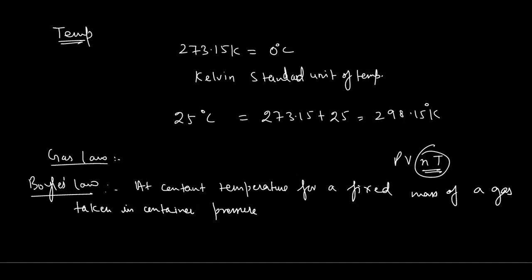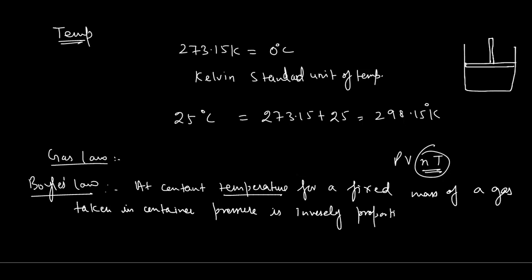Inversely proportional. If we apply pressure here on the piston, let's suppose, then the more the pressure, the lesser will be the volume. So we can simply say that if we keep the temperature constant and there is no leakage taking place, then pressure is inversely proportional to the volume of gas. That is Boyle's law.